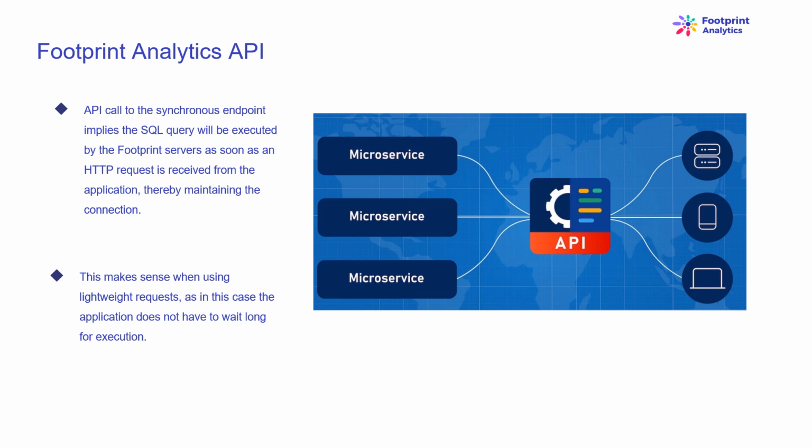Within Footprint, there are two modes for executing queries to the SQL API, synchronous and asynchronous. An API call to the synchronous endpoint implies the SQL query will be executed by the Footprint servers as soon as an HTTP request is received from the application, thereby maintaining the connection. This makes sense when using lightweight requests, as in this case the application does not have to wait long for execution. For heavy requests, it is recommended to use an asynchronous request.